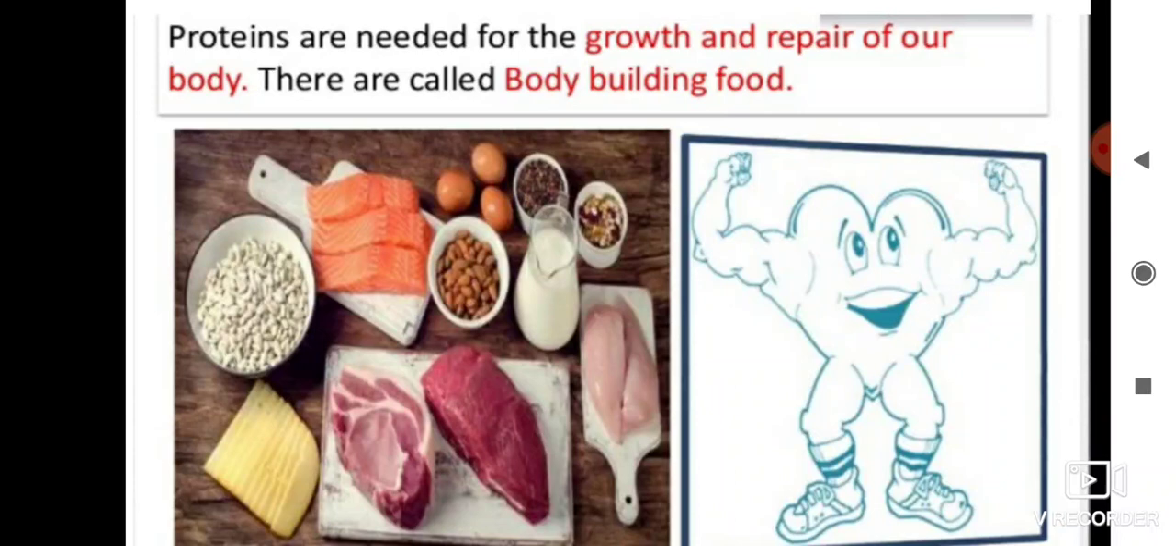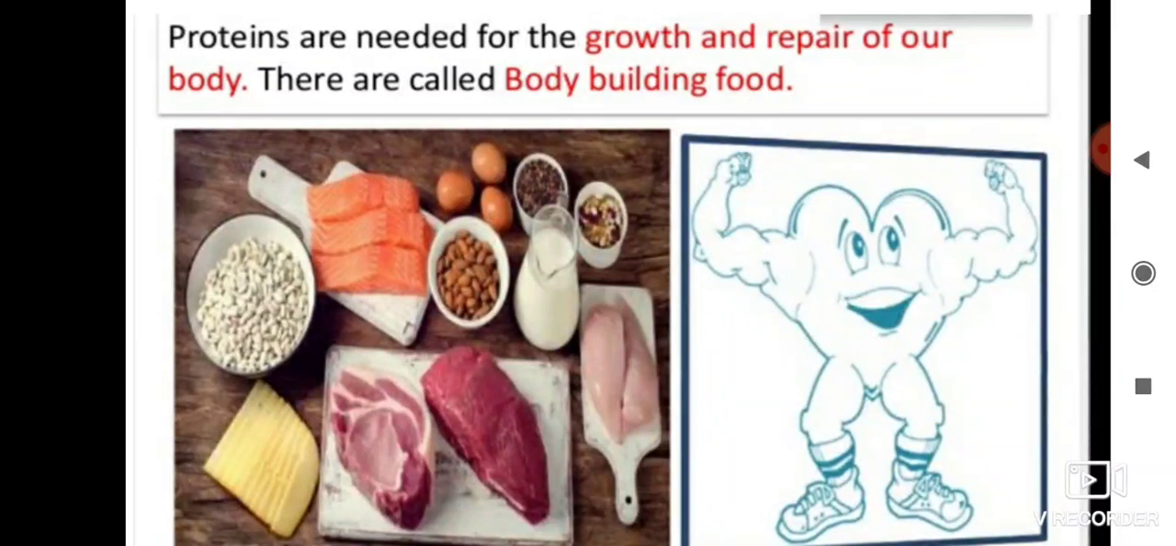Okay, so one thing you need to understand: cellulose will not be digested in our body, so we can only digest the simple sugar and starch. Already I told you the sources of carbohydrate. Next we will move on to the second nutrient, that is protein.